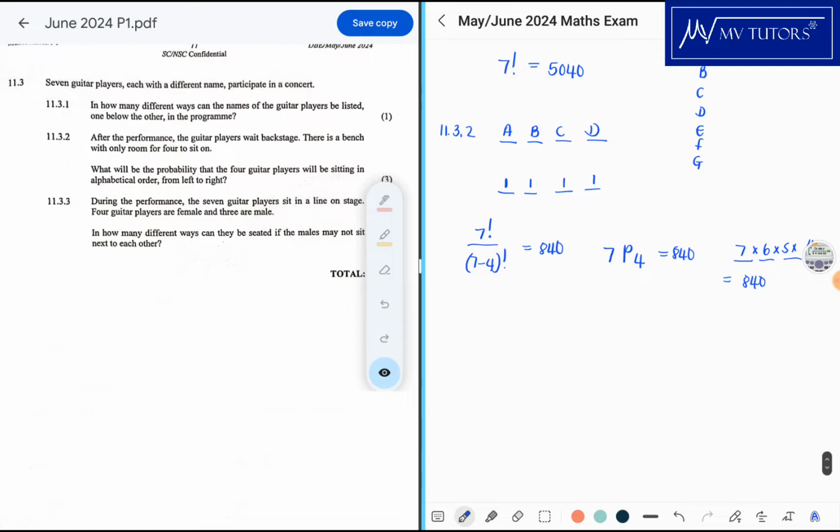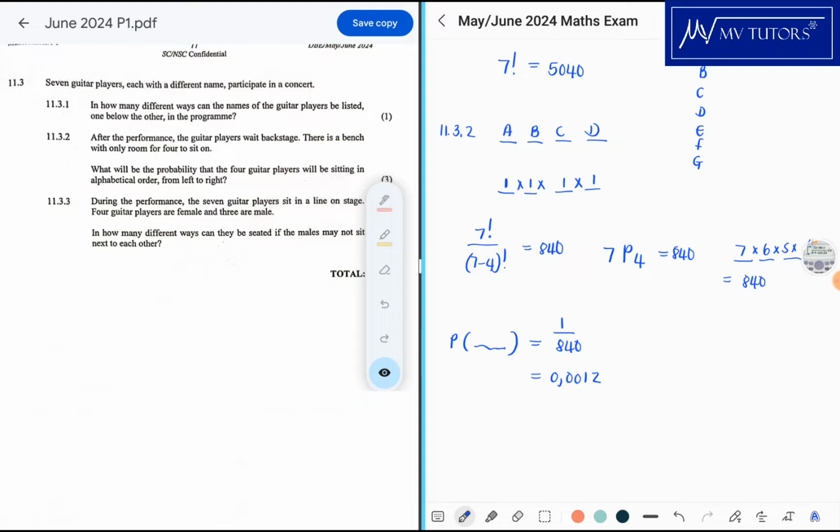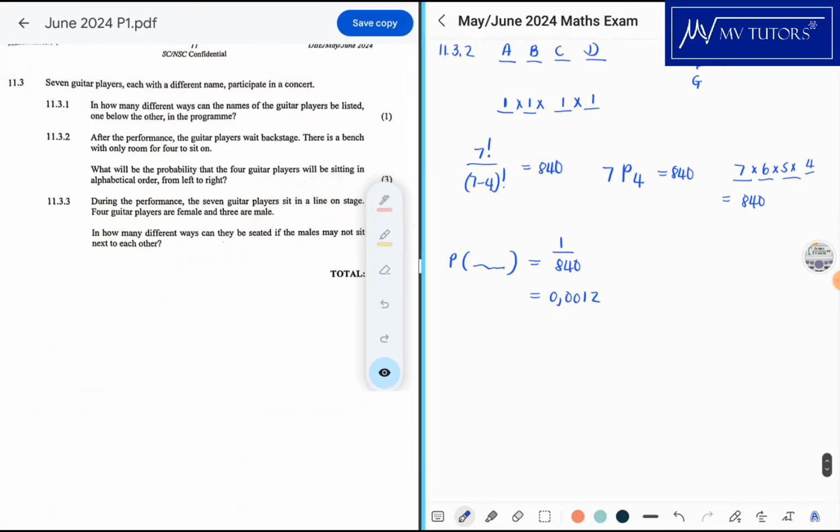All right, so if we get the probability of that whole condition, basically you have 1 times 1 times 1 times 1. So 1 over 840. Okay, and that probability, I think you can leave it like that. 0.0012. Okay, yeah, so you can do that.